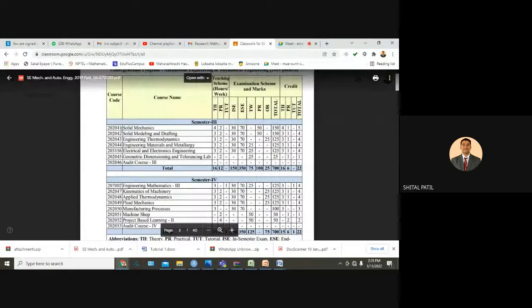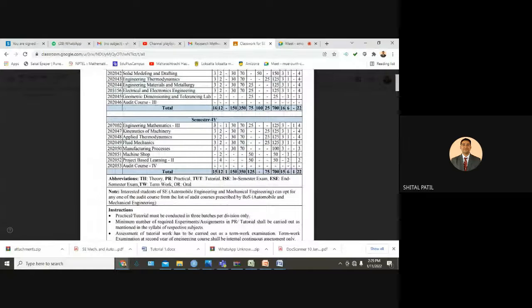207002, this is the course code of Engineering Mathematics 3. 3 lectures are there, but I think we are conducting 4 lectures per week. Fortunately, we have 4 lectures and they are required. And then 1 tutorial. We are conducting the tutorial in batches, and 4 lectures. So in all, 7 hours of workload. 30 marks in the in-semester exam, 70 marks in the end-semester exam, and 25 marks for the term work.